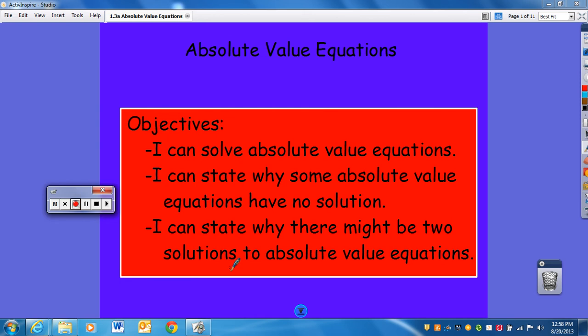In this video, we are going to be working on absolute value equations. The objectives are to solve, to state why some of these equations have no solution, and then to state why there might be two solutions to absolute value equations.